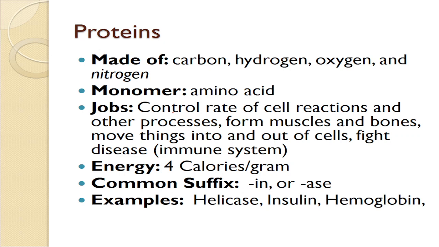Proteins. Okay. Carbon, hydrogen, oxygen, and nitrogen. So, ang monomer niya is amino acid. So, its job is to control the rate of cell reactions, and other processes like muscles and bones moving. So the suffix is IN or ASE. All right, so helicase, insulin, hemoglobin. Hemoglobin transfers oxygen, because it bonds with oxygen.